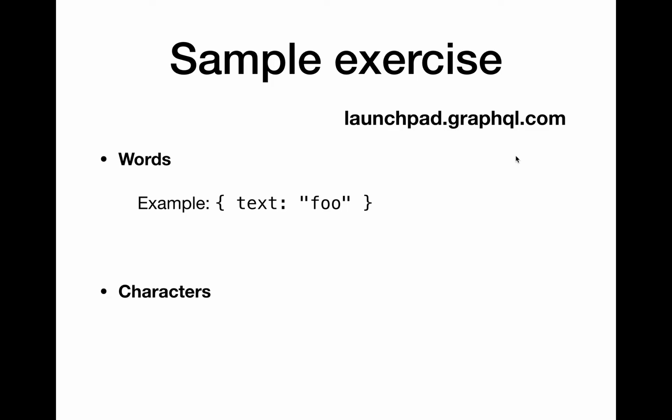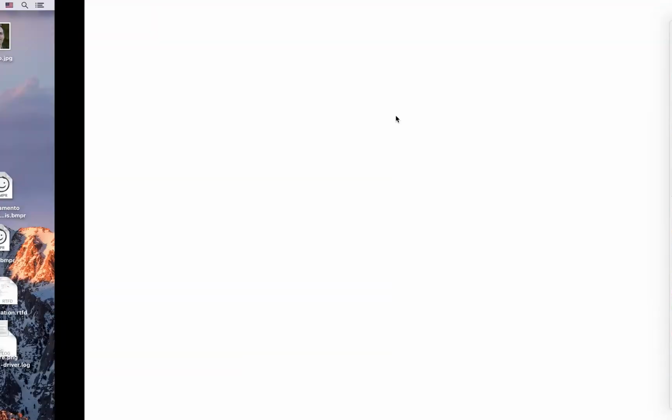But first, let me show you how to write actual code for GraphQL. We're going to be using this Launchpad tool, which is really cool. It was announced in Berlin at the GraphQL conference. We're going to be working on an exercise that makes use of words, which we're going to represent as a simple dictionary with the key text. And then words are made of characters, and we're going to represent a character with a dictionary with a key value.